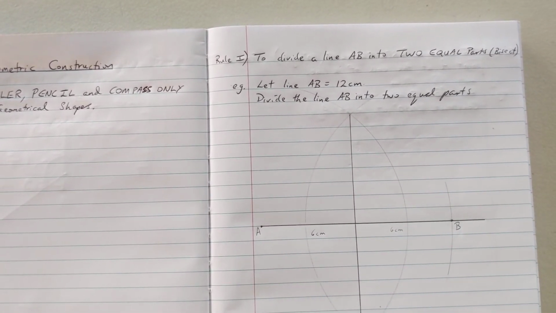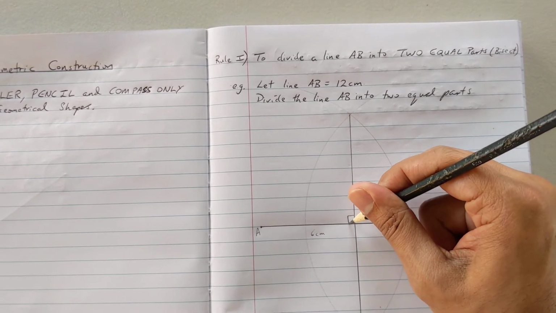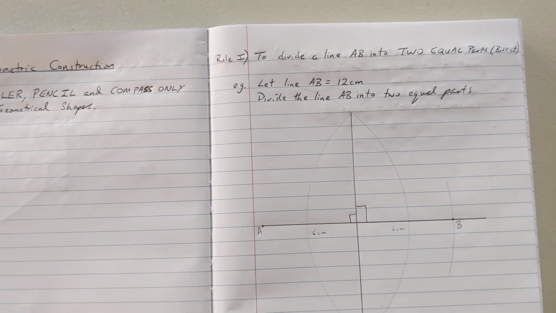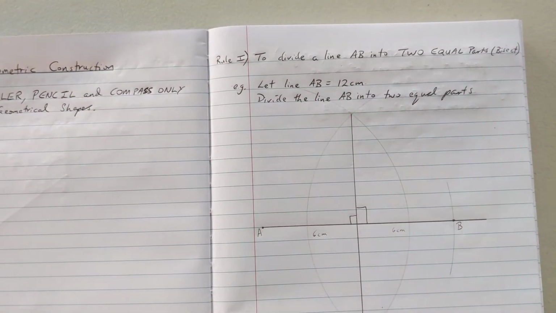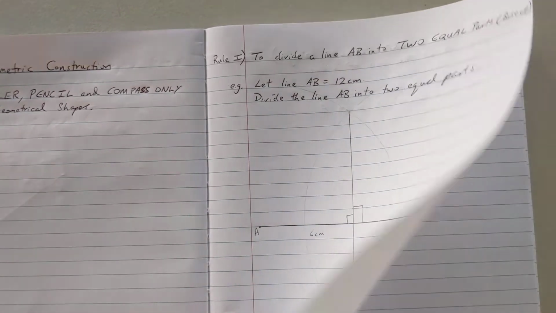But the main other rule that comes out of this: when I bisect something, it also cuts at 90 degrees. So I'm also going to get right angles on either side, which is an important rule. So that's it, we're done. We bisect the 12 centimeter line into 6 and 6.